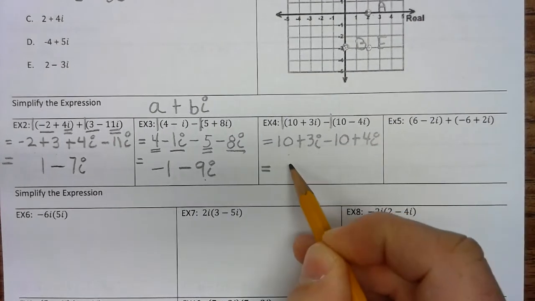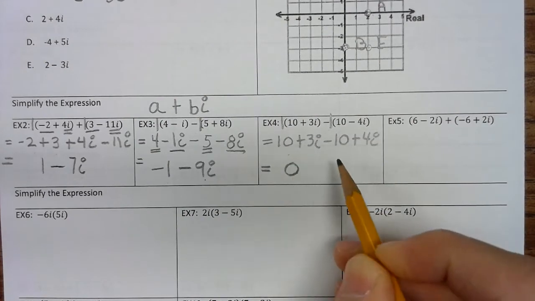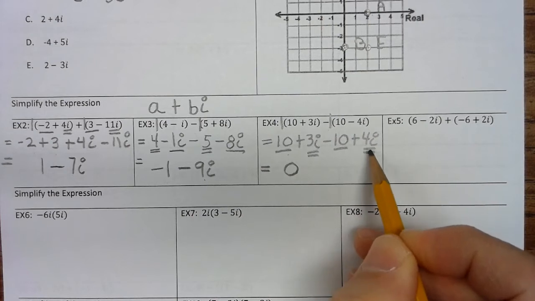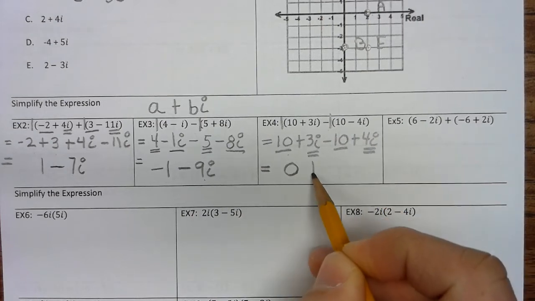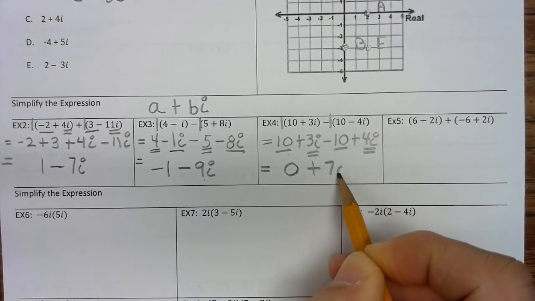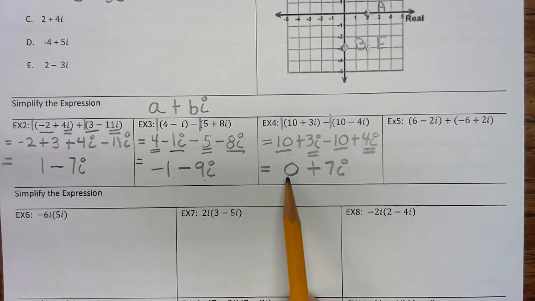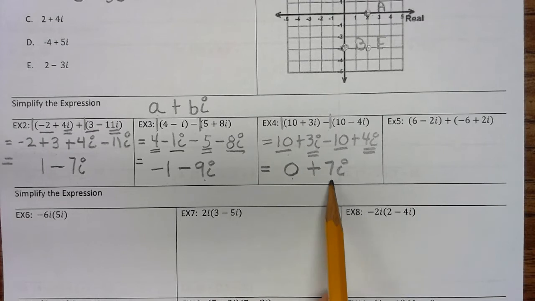So 10 minus 10 is 0. And then 3 plus 4i is 7i. And again, I wrote the 0 because we always want to write it in a and bi. So we have a is 0 and b is 7.